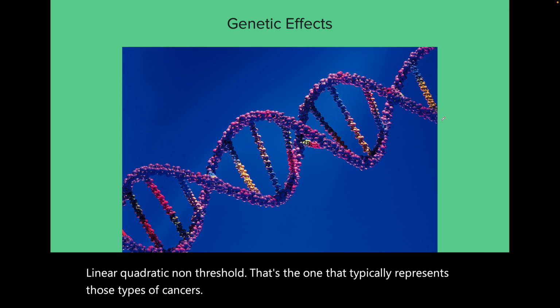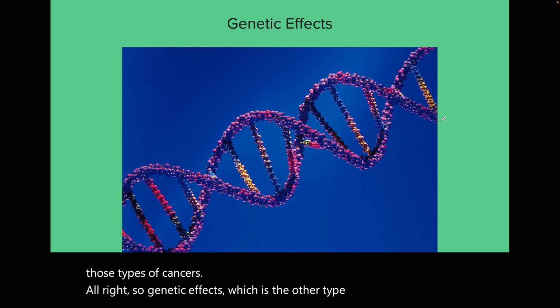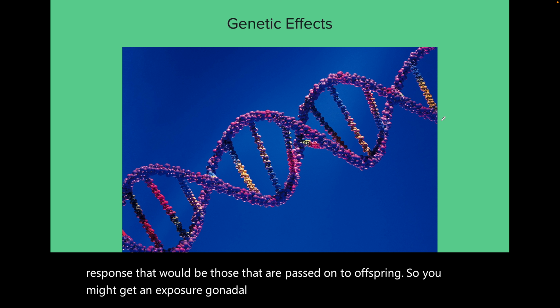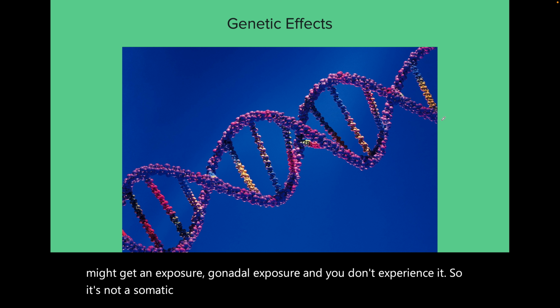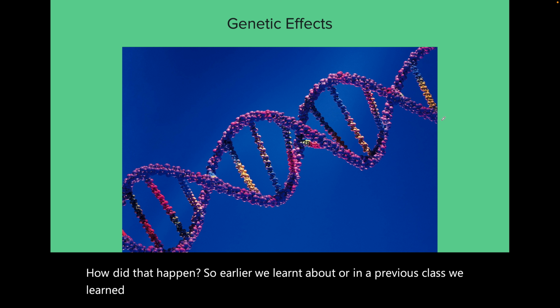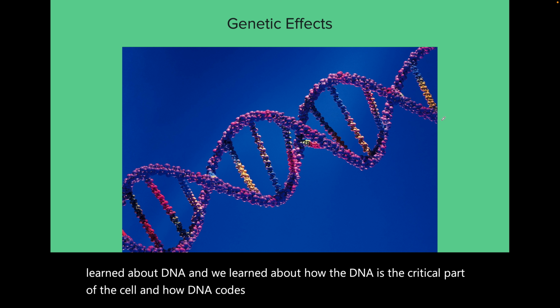All right, so genetic effects, which is the other type of stochastic radiation response, would be those that are passed on to offspring. So you might get an exposure, a gonadal exposure, and you don't experience it. So it's not a somatic effect, but you pass on this damage to the offspring. Well, how does that happen? In a previous class we learned about DNA, and how DNA is the critical part of the cell, and how DNA codes for different traits and different proteins.